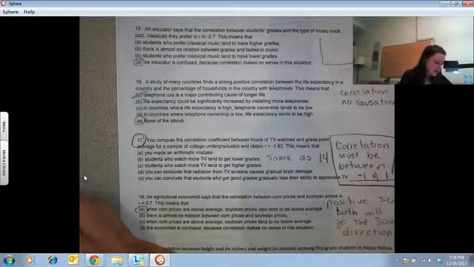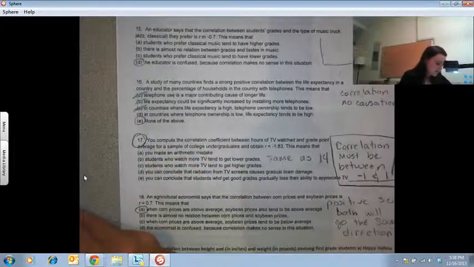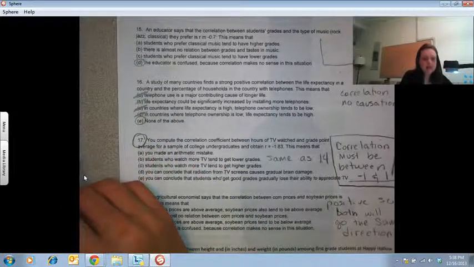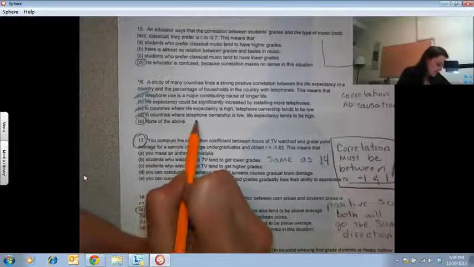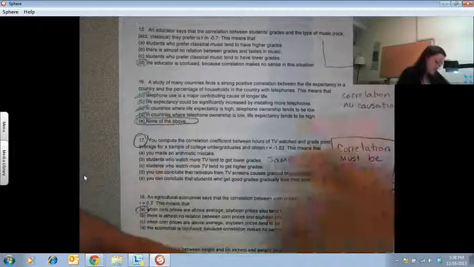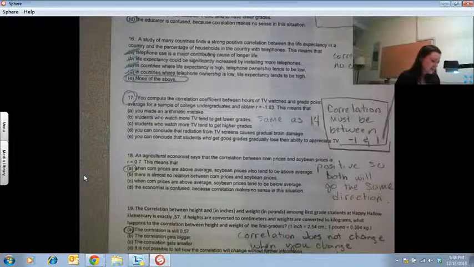In countries where life expectancy is high, telephone ownership tends to be low. In countries where telephone ownership is low, life expectancy tends to be high. Nope. So the answer is going to be none of these. You compute the correlation coefficient between hours of TV watched and grade point average for a sample of college undergrads and obtain, oh, sorry, that's the same as number 14.